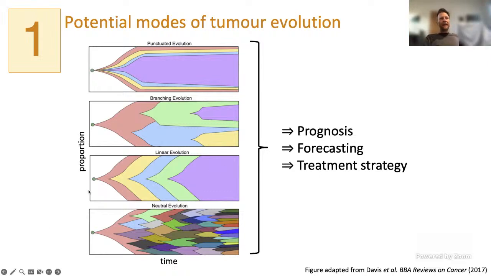The third case is linear evolution. Here, again, we have these selective sweeps, which means that each color here is a new genotype that is replacing what came before because it has some advantage over it. So if you were to look at the tree in this case, it would be a straight line. You would just get a linear tree, no branching.